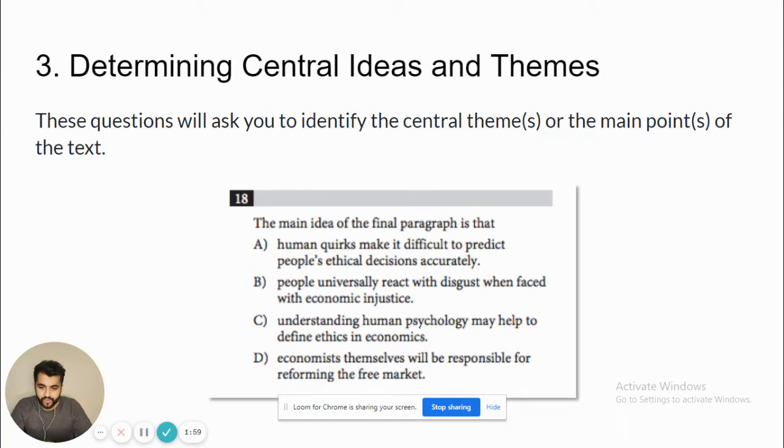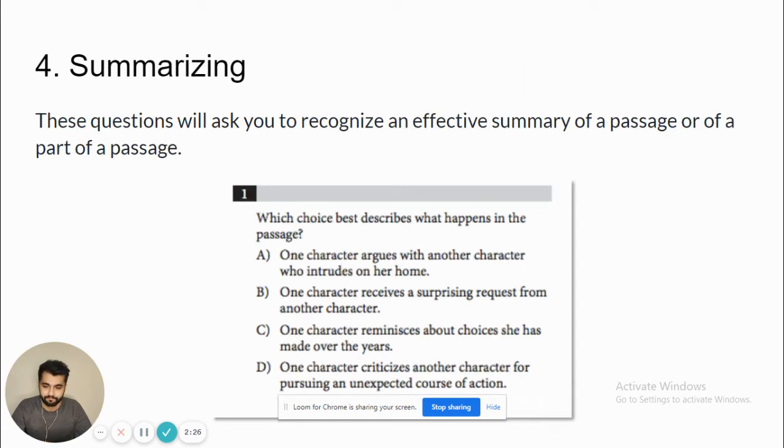Right. So the next is determining central ideas and themes. And as the name suggests, the question here is, the main idea of the final paragraph is that, and then you have option A, option B, option C, and option D, right? So you have to quickly go over the final paragraph again and identify the central theme and idea, and then select one of these options.